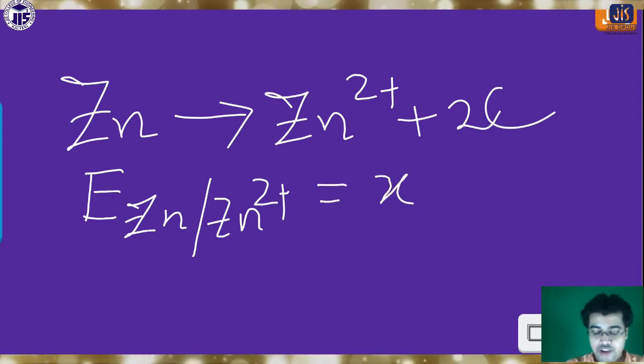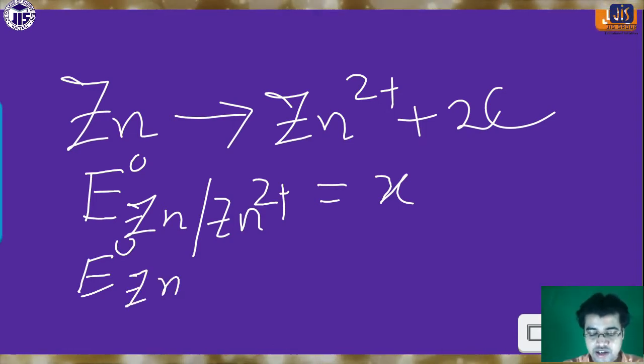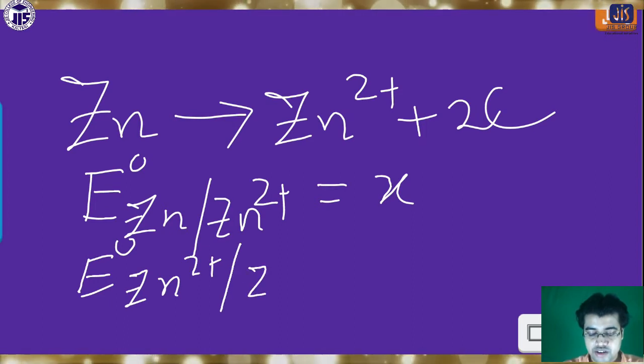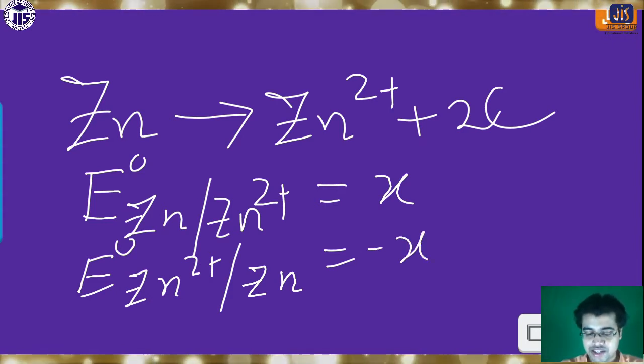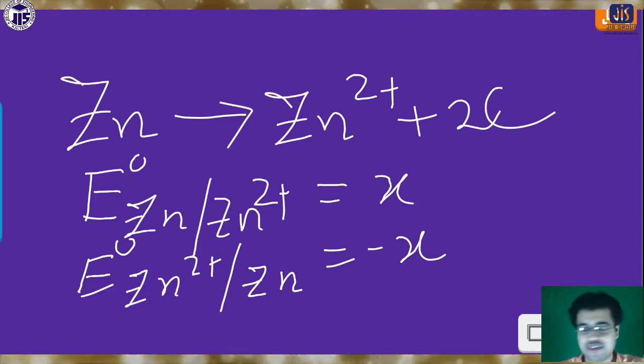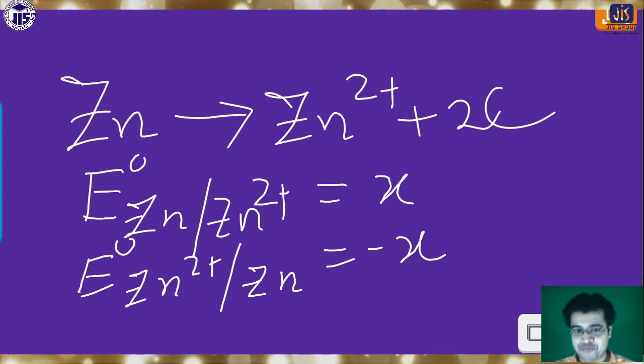We can write it in the standard mode also, like E0. I'll discuss what E0 is later. So we can express Zn2+ to Zn. Look, this is the reduction potential, because Zn2+ to Zn means reduction. So then we have to write minus X. For each and every metal there is a particular value of oxidation potential or reduction potential. The values are the same, but the direction will be different for each metal. So this is actually fixed.